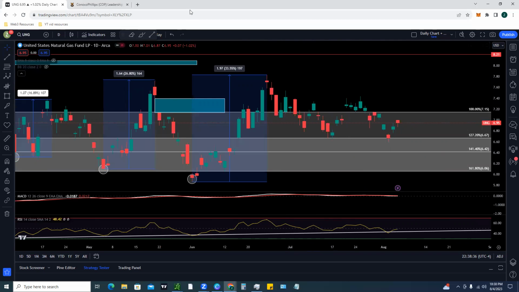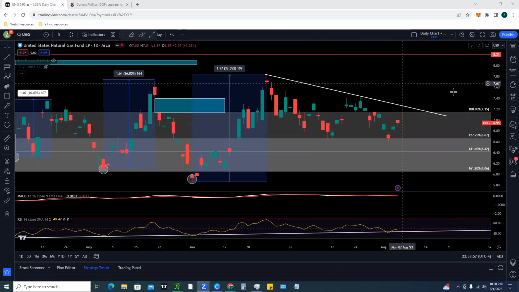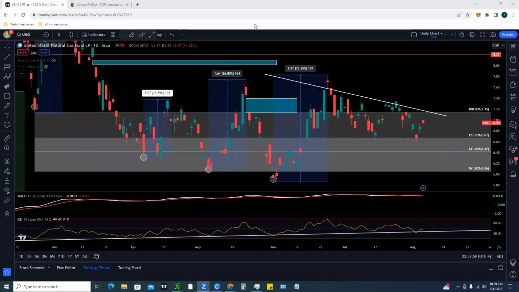If we can break out above 7.15, then we would look for a break of this trend line here. Okay, very similar to BOIL. We'd look for a breakout retest and potentially go back up to $8.21. This blue box right here is a gap. There's a nice gap up here to fill on UNG, which is going to put that right about $8.09. So we'll see how things are going to develop there when it comes to UNG, when it comes to BOIL, when it comes to natural gas.